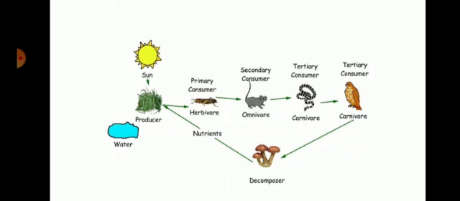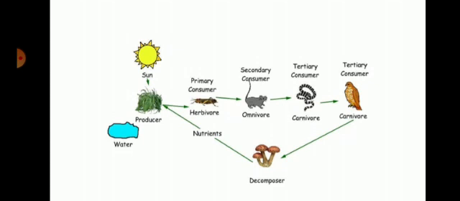Then, the food chain. What is a food chain? You already studied it in the lower classes also. A chain in which one organism is dependent on another for food is known as a food chain. A food chain shows the interdependence of various organisms present in an ecosystem.